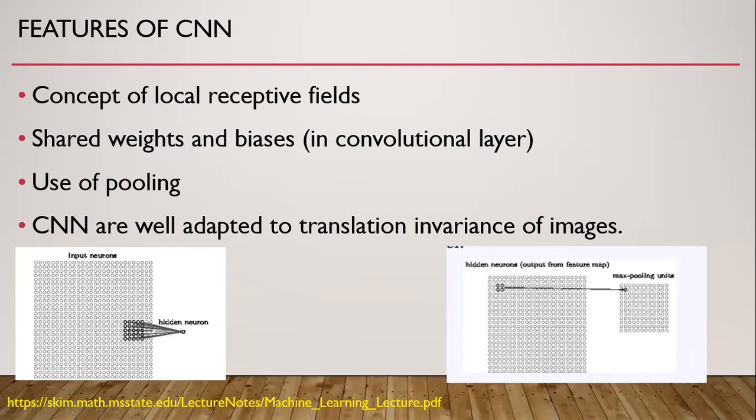The images in this lecture I have taken from various internet resources, and I have written the link for those internet resources below each slide.